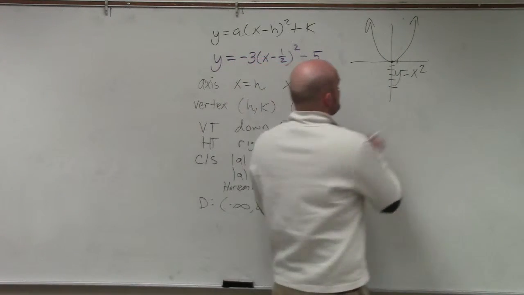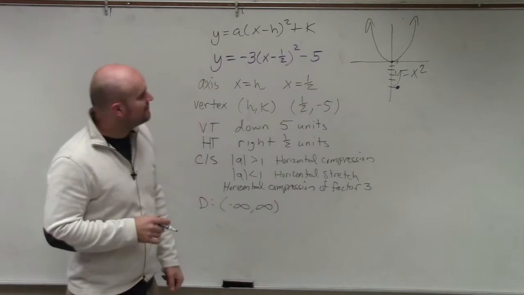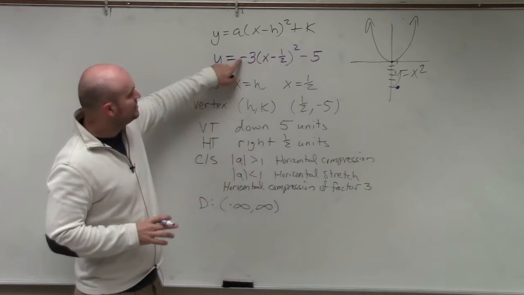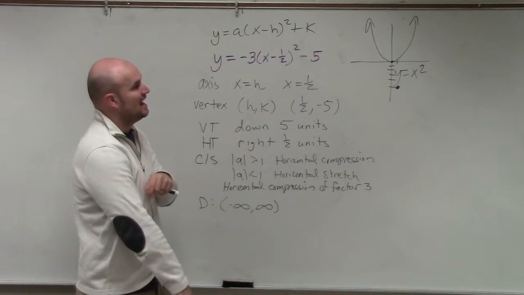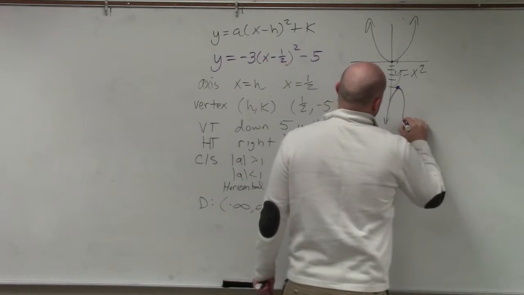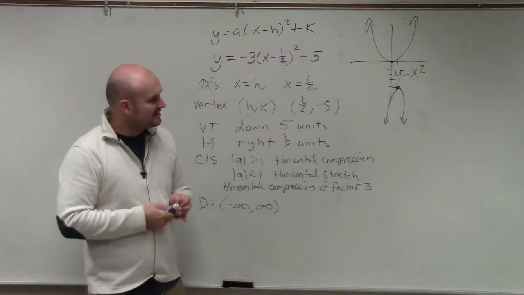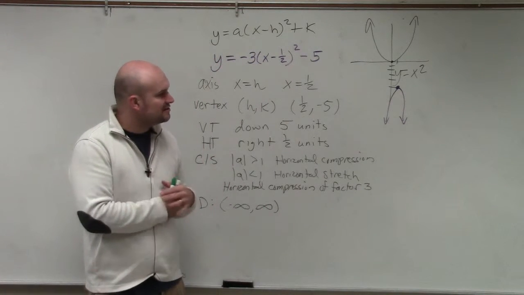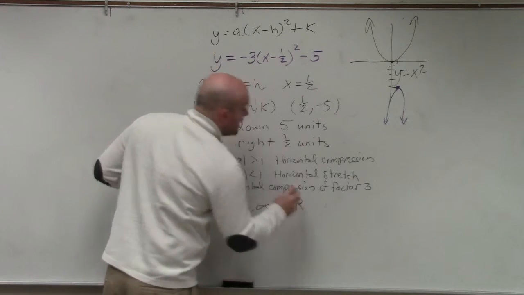But if we now change the vertex to be at (1/2, -5), we do a reflection of -3. So now the graph is facing down. It doesn't really matter what the compression is, but let's just pretend that's what the graph looks like. Compression doesn't affect the domain or range at all. However, if we look at the range, how low does this graph go?